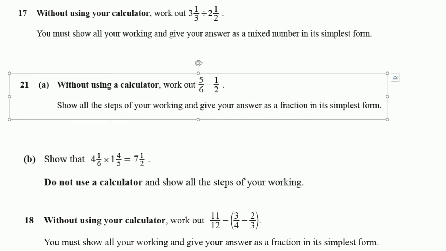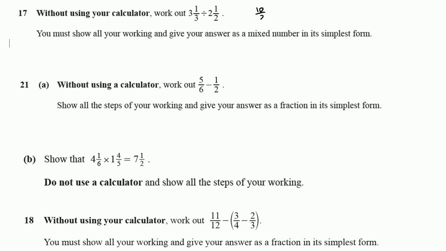I'm doing 3 1/3 divided by 2 1/2. Now remember, we never want to calculate with mixed numbers. We always want to calculate with fractions. So I'm going to convert my 3 1/3 into a fraction. Now 3 1/3 is 10/3.